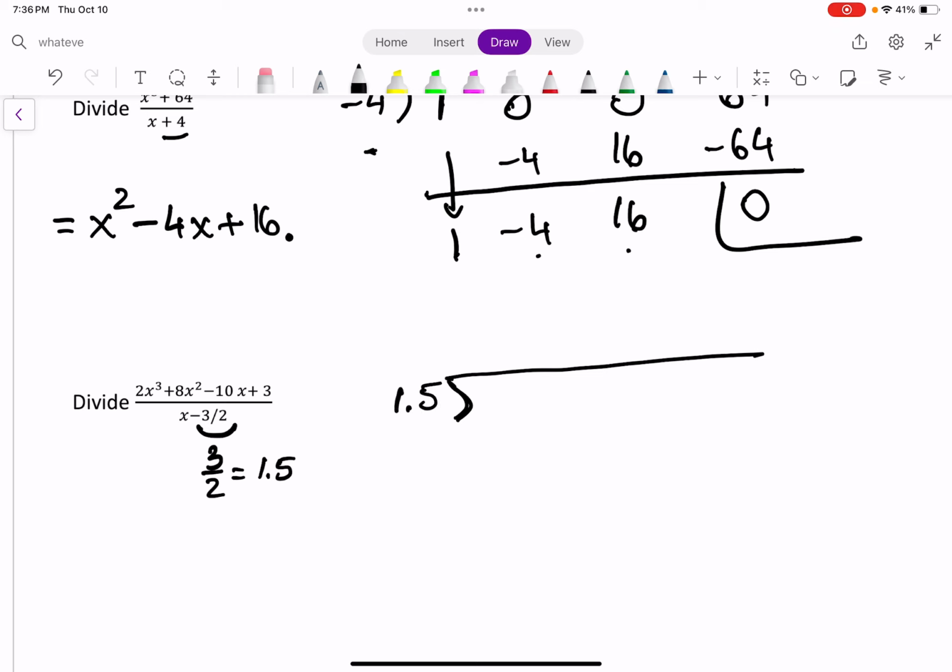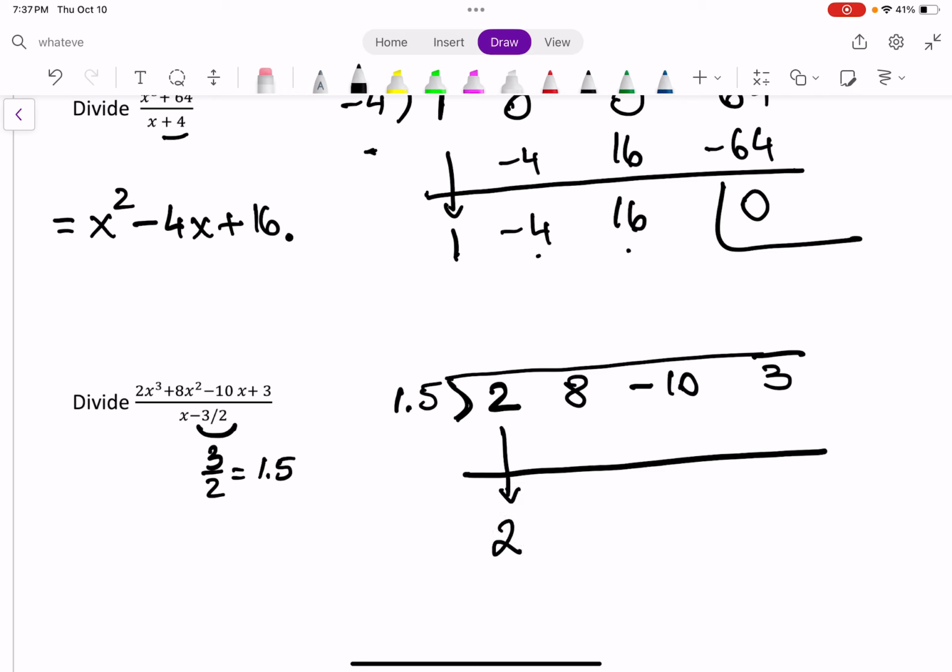Now in here, I'm going to write all the coefficients. So I have a 2x cubed, an 8x squared, a -10x, and a +3. So I wasn't missing any terms. Leave some space, bring down the 2. 2 times 1.5 is 3. Add them up, that's 11.